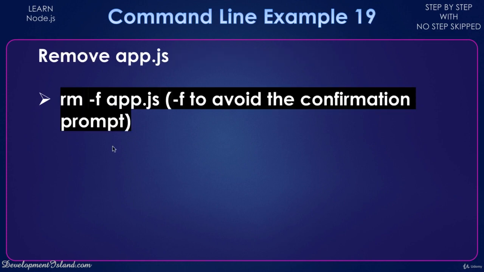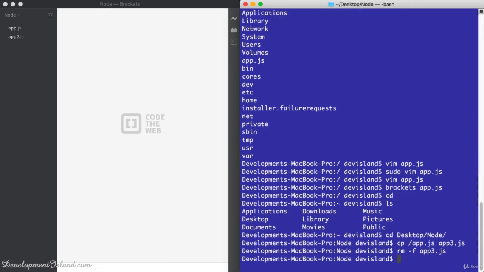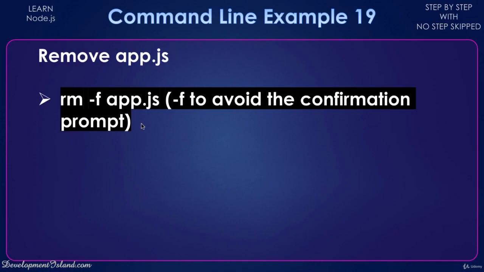All right. Now, if you want to remove this file, so let's remove app3.js. So you can do that. And in this case, you're going to get a confirmation prompt. If you want to avoid that, you can just use the f option. And now this file is going to be removed.